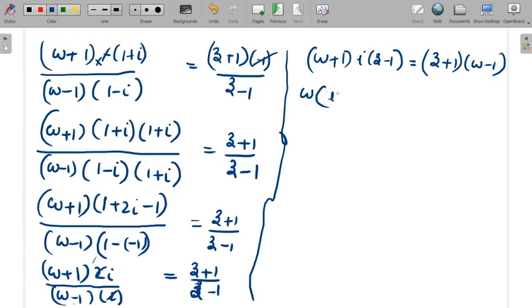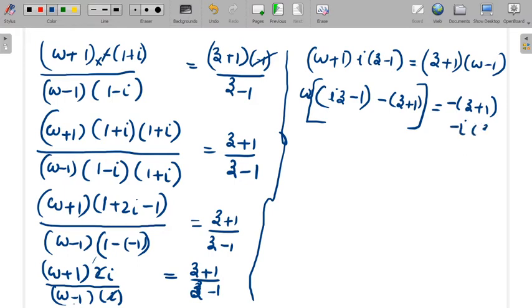So W into (IZ minus 1) from the left side, and from the right side the terms in W are minus (Z plus 1). Taking to the left side, (Z plus 1) becomes minus (Z plus 1). Now on the right side we have minus of (Z plus 1). We have taken the term in W to the left side and there remains minus of (Z plus 1), and taking 1 into I into (Z minus 1) to the right side, we have minus I into (Z minus 1).